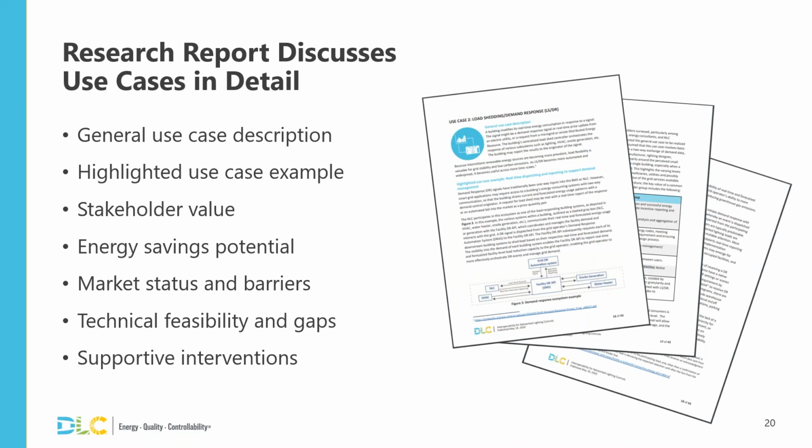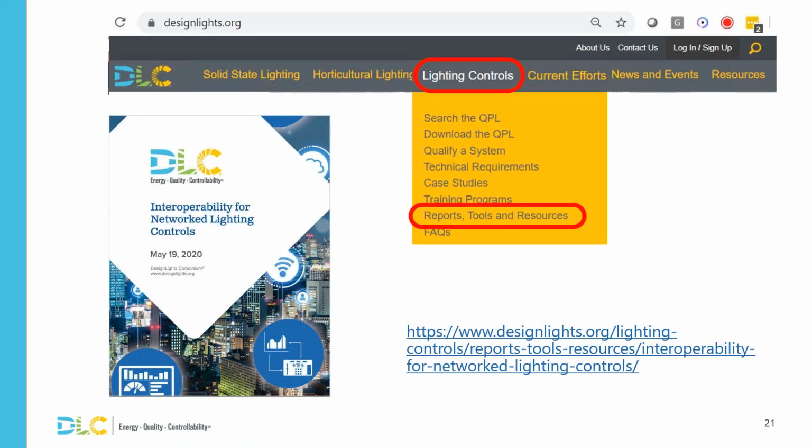The DLC recently published a report on interoperability for network lighting controls that goes into detail about each of these three use cases, starting with a general description and ending with suggestions for supportive interventions that various market actors can take. If you're interested, you can find the full research report at designlights.org under Lighting Controls and then Reports. The report has roughly 20 pages of the main body plus several appendices. The conclusion contains a recap of all the ways that various stakeholders can support these three interoperability use cases.